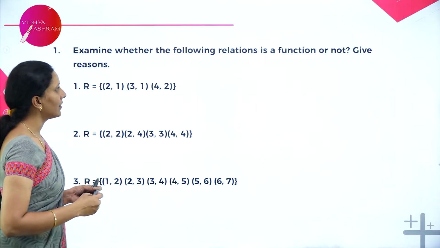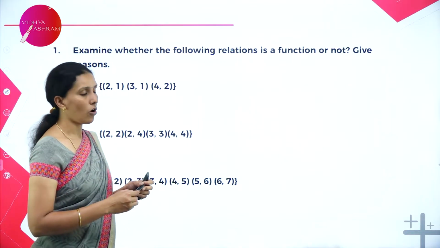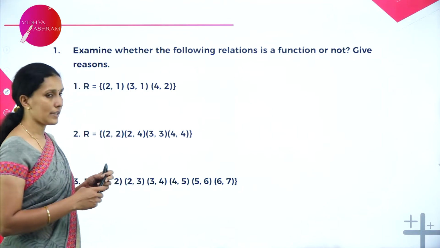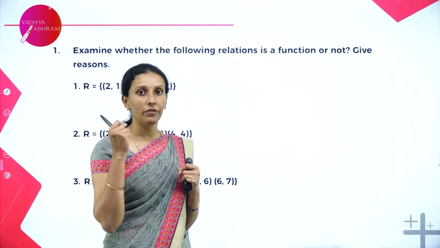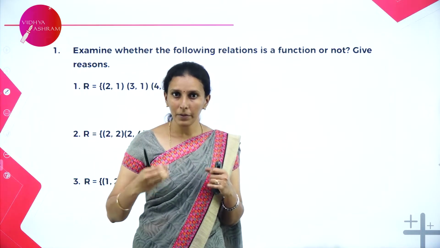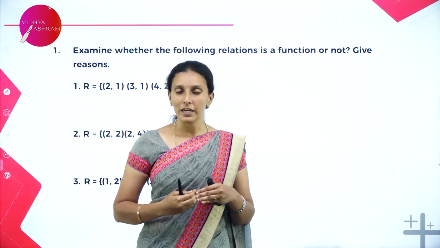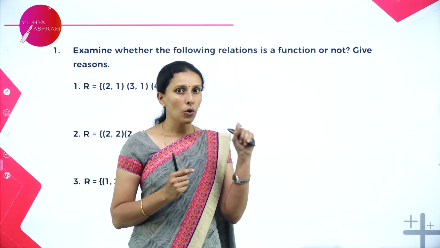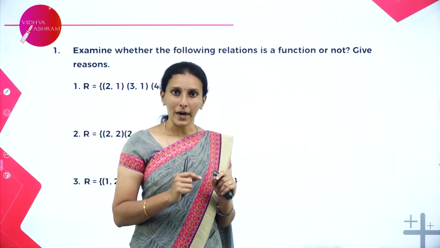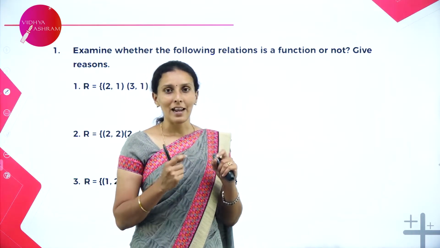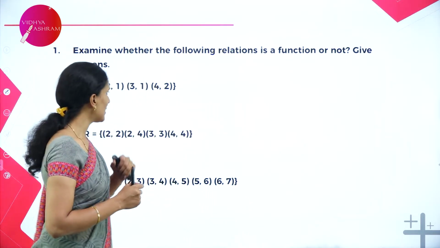Examine whether the following relation is a function or not. Give reasons. So what are the main things we need to observe? If f is a function from A to B, all the elements should have one and only one image. That means no two ordered pairs should have the same first element, but many elements can have the same image. So let's look at it now.